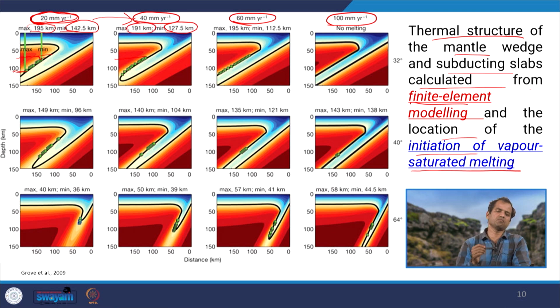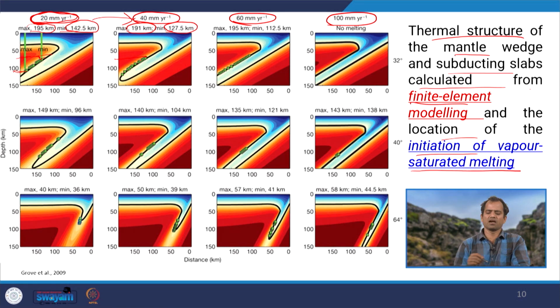That means the vapor melting, that is the partial melting due to dehydration of the mantle, occurs at a relatively shallow depth. And if it is 60 millimeter per year, it is like this, so vapor melting is about 112.5 kilometer to 190 kilometer. And if the rate of subduction is very high, we are inserting this plate in a very rapid manner, so we are not giving a chance for heat transfer to this slab from the surroundings. So, that means no vapor melting is there.